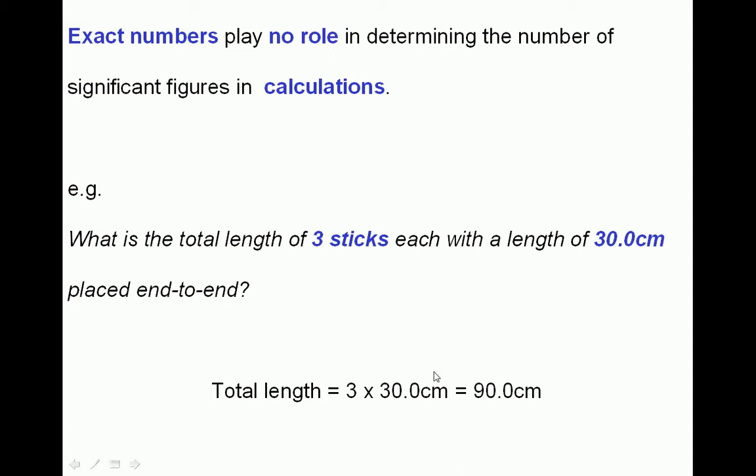So if I had cut 3 sticks and I had measured each of those sticks to have a length of 30 centimeters, I could calculate what the length of those would be if they were placed end to end by doing 3 times 30 centimeters. Now there is no uncertainty in the fact that there are 3 of my sticks, so this is an exact number. So therefore I express my answer to 1, 2, 3 significant figures. The trailing zeros in this case count as significant figures because there is a decimal point in my number.